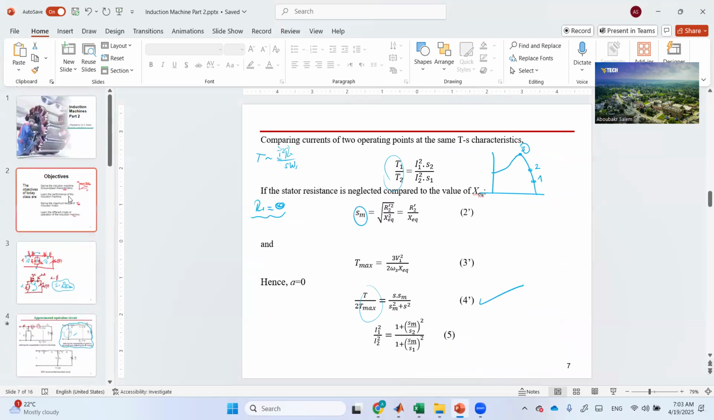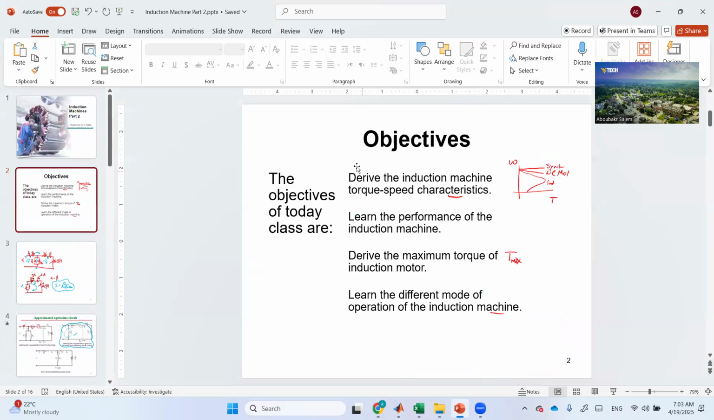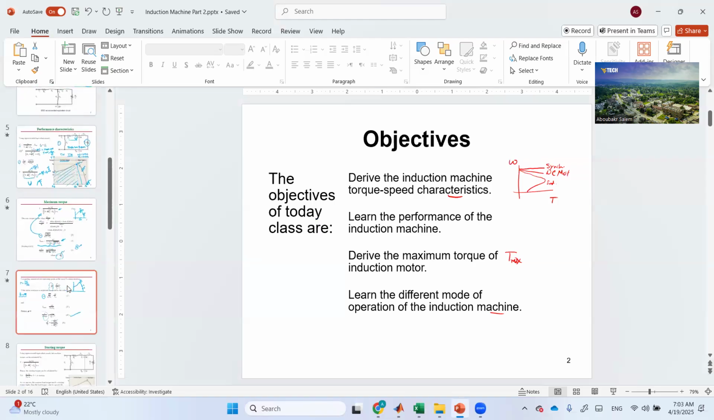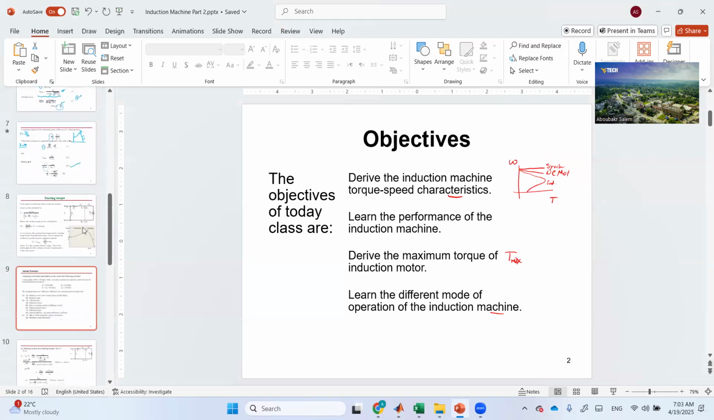Just to remind you, what are the objectives again? The objectives are to derive the induction motor characteristic, learn the performance of the induction machine, derive the maximum torque, and learn the different modes of operation. So for the time being, we finished some of these objectives and we continue the remaining objectives during our session today.